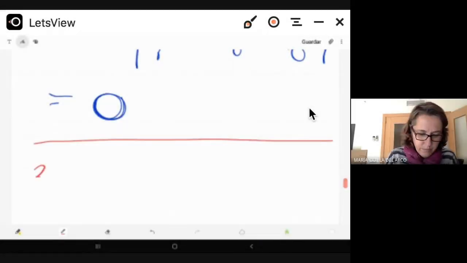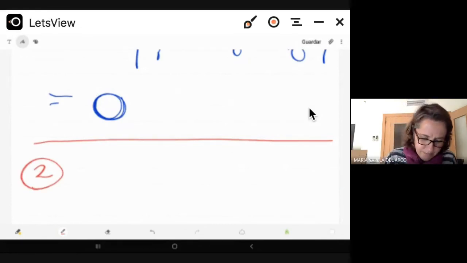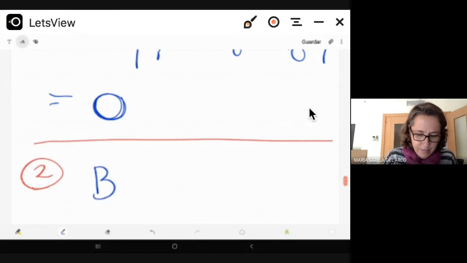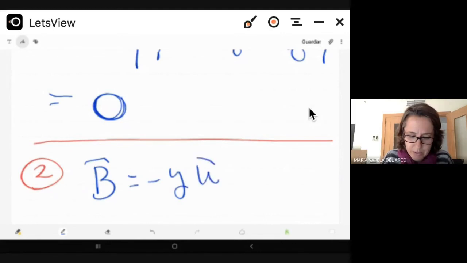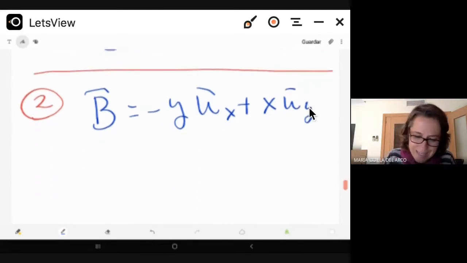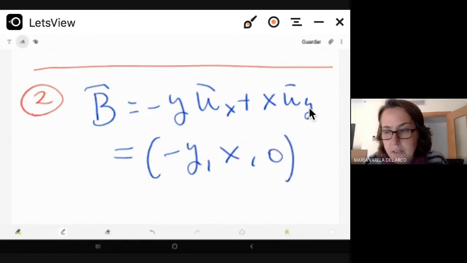And then we can actually go for a second example, just to finish. Second example. Let's go for a slightly different kind of field. In this case, let me see, so I get it right. I'm going to call my field B in Cartesian coordinates. It's basically going to be minus y times ux plus x times uy. And this is an interesting field as well for different reasons. In Cartesian coordinates, that's the way it looks.